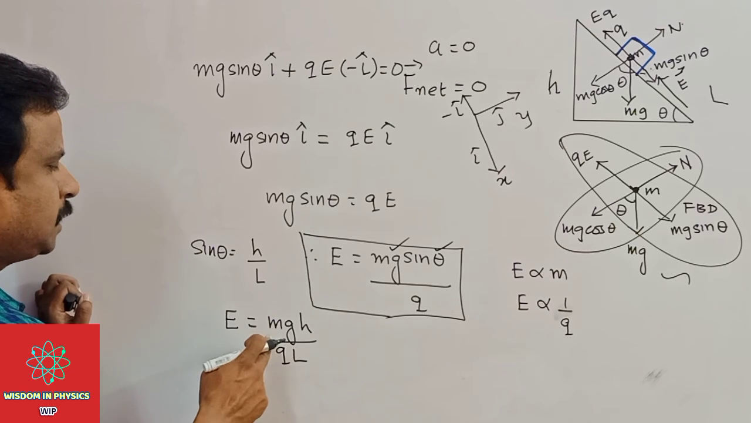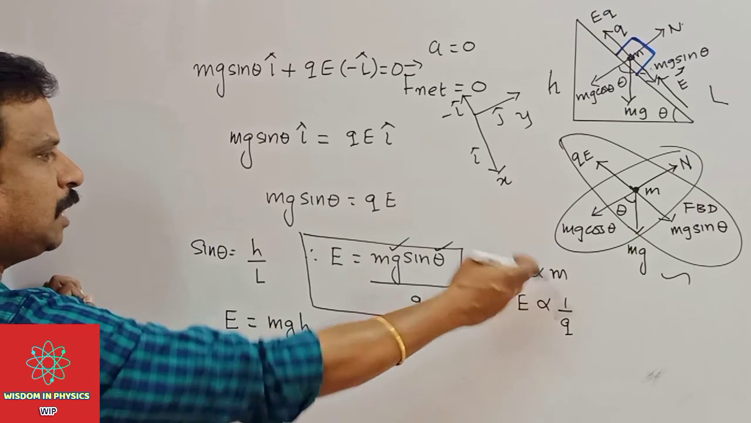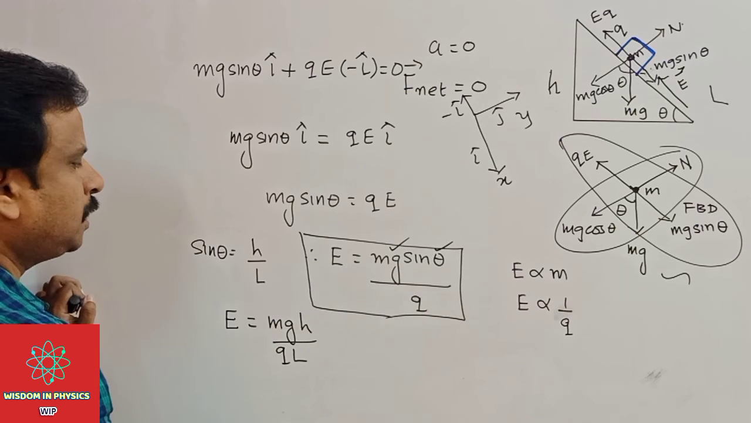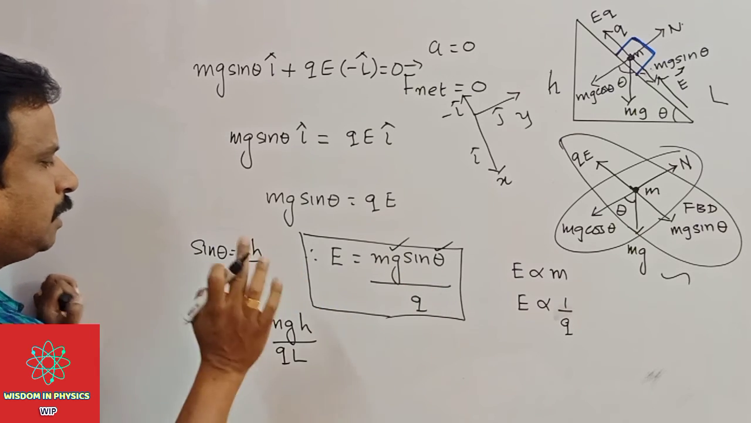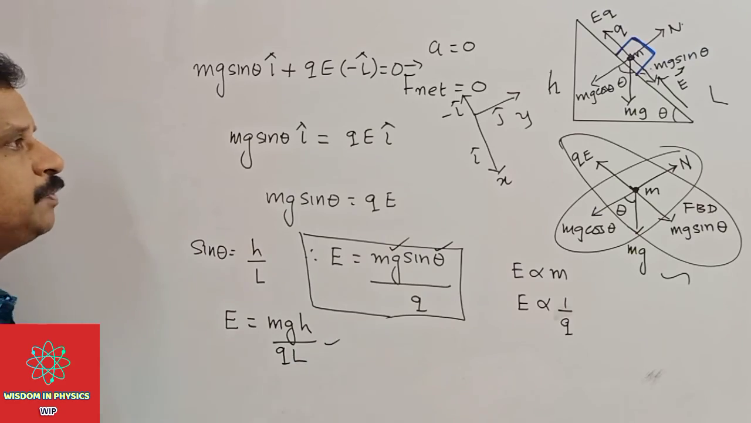So there is no change. M and Q as usual, M is direct proportion, Q is inverse proportion. In the place of sin theta we have substituted h divided by L, that's it. So this is another representation for this problem.